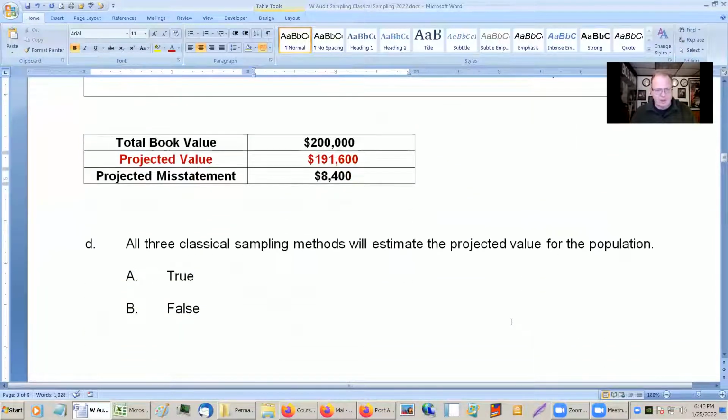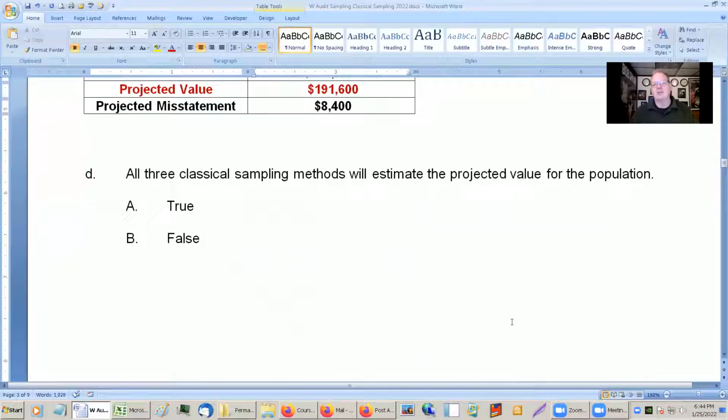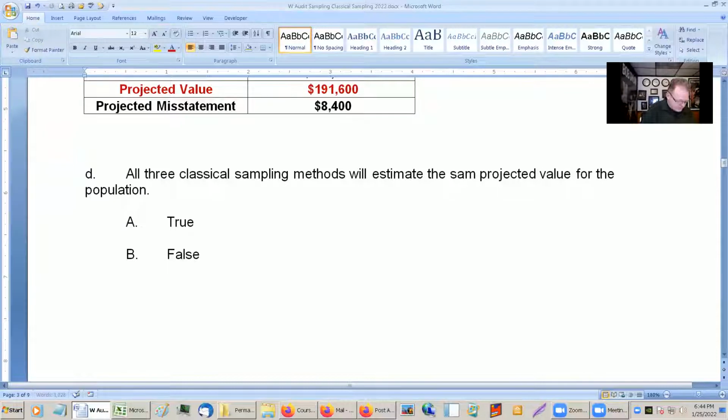Okay, all three classical sampling methods will estimate the projected value. That's actually true. I think I left out the word same, so let me add same in there. The way it was written before, though, is true. They will all give you a projected value, but it won't be the same.